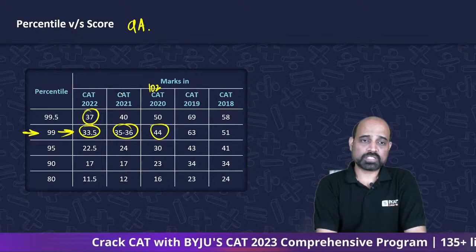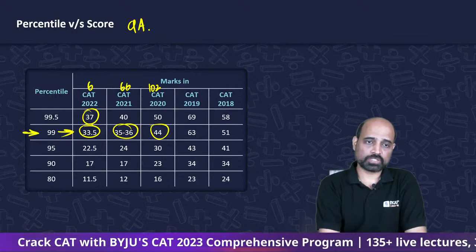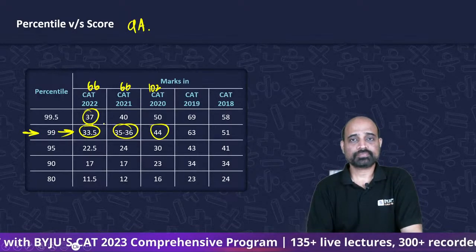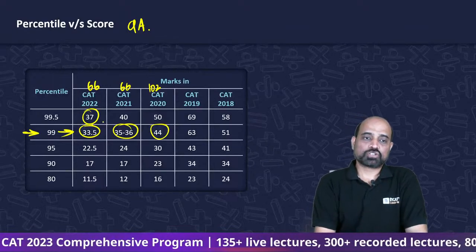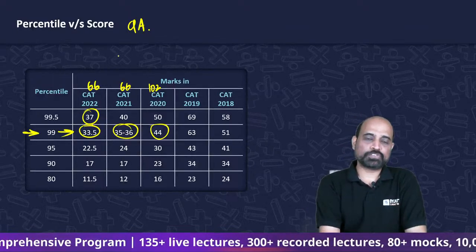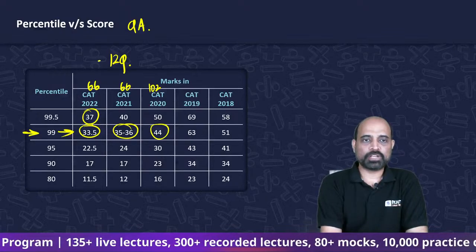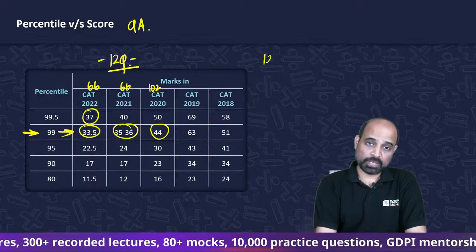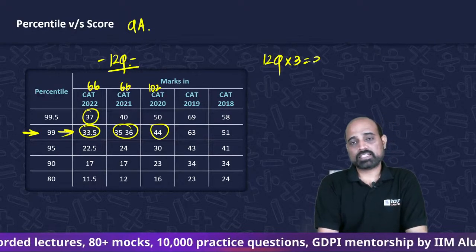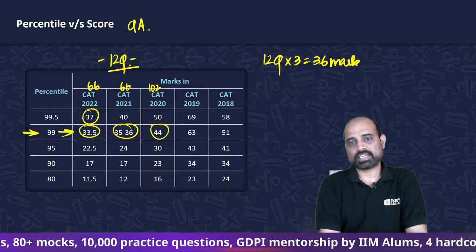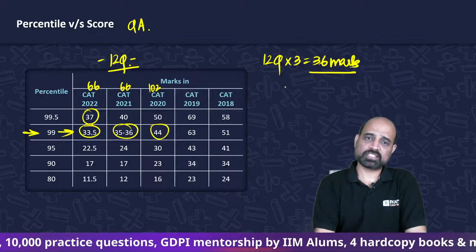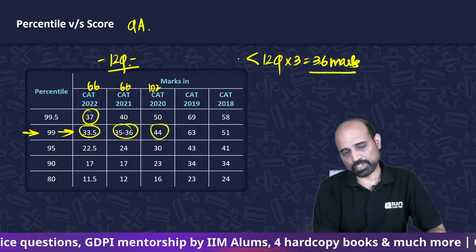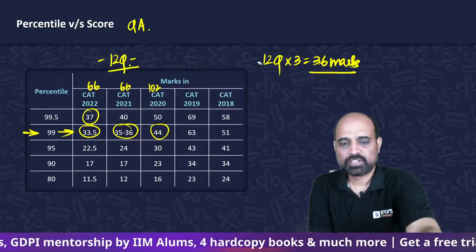Here it was 66 marks. Okay? So if you look into this, can we say 12 questions are good enough for me to get a 99 percentile? 12 questions would mean 36 marks, right? And that's what we see, 36 or less than 36 marks. So 11 to 12 questions are enough.